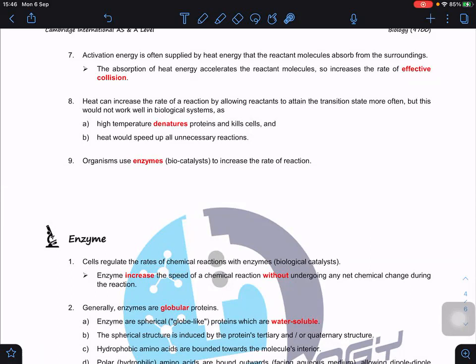So therefore, what we need to do here is use enzymes. The organism has to use enzymes to increase the rates of reactions.